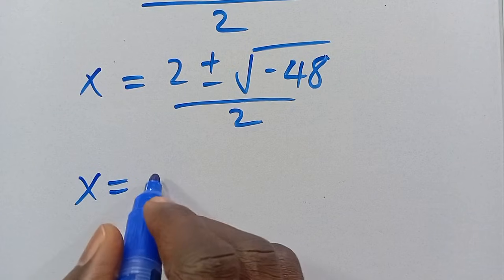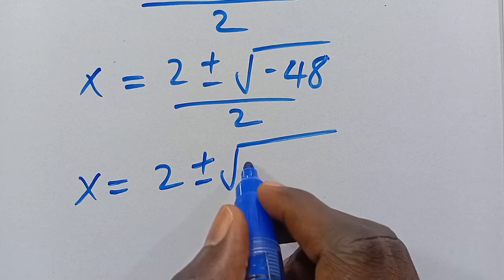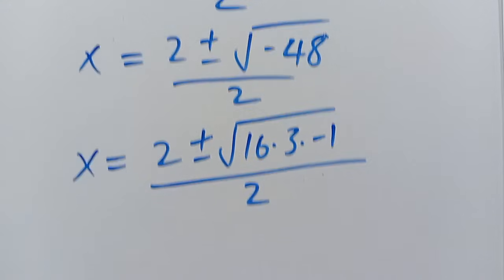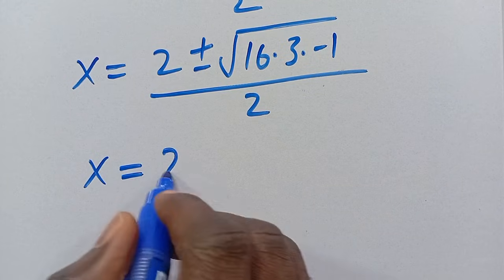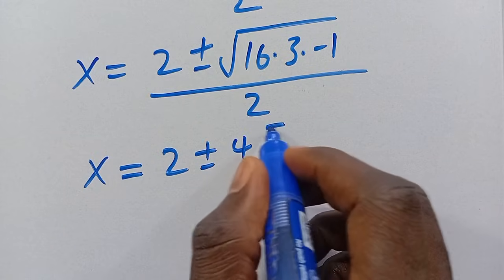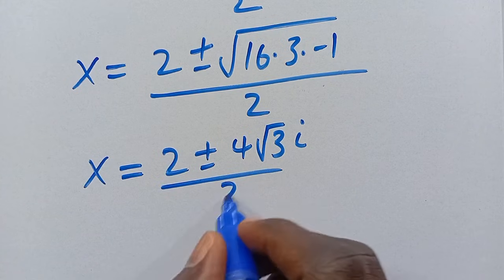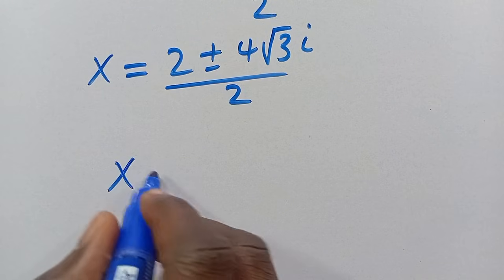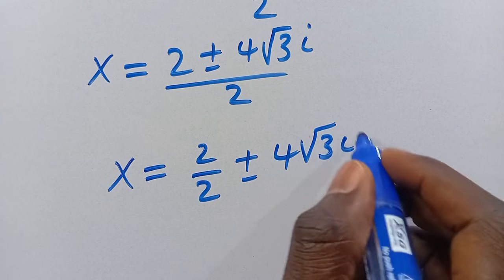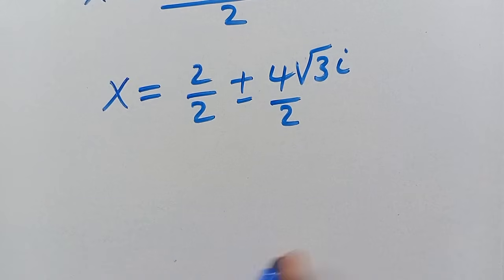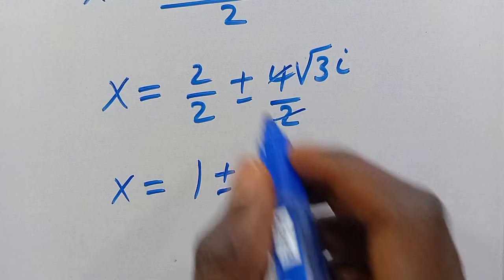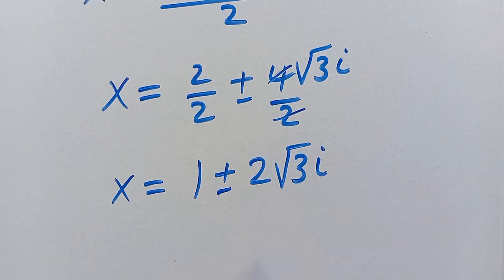So we can have this as 2 positive or negative root of 16 times 3 times minus 1, divided by 2. So we have x equals, positive or negative, root 16 will give us 4 multiplied by root 3i, divided by 2. So we have x equals 2 divided by 2, positive or negative 4 multiplied by root 3i divided by 2. So we have x equals, this divided by this will be 1, positive or negative, this divided by this will be 2 multiplied by root 3i.